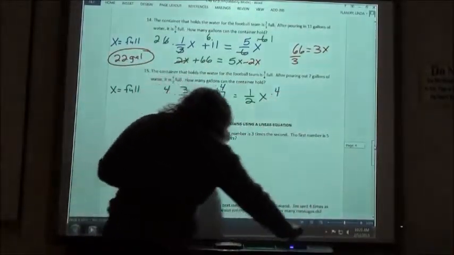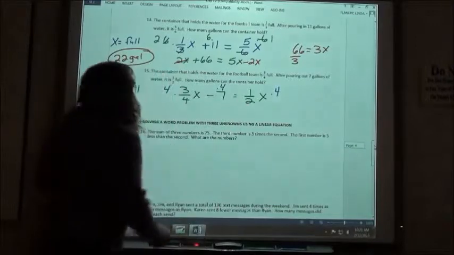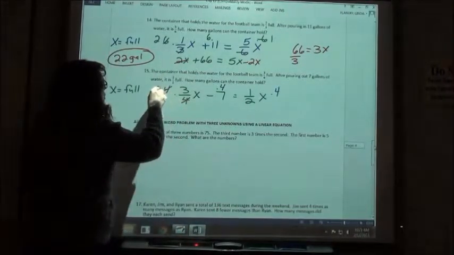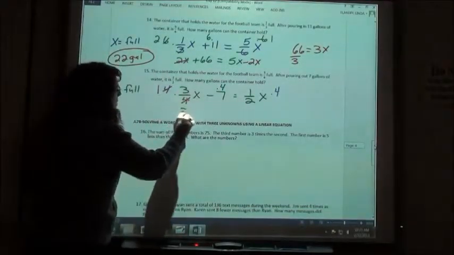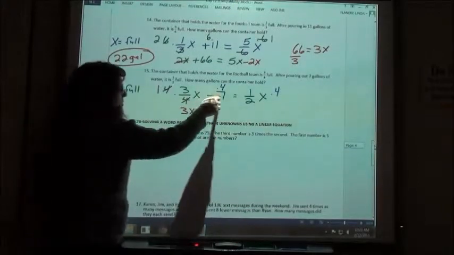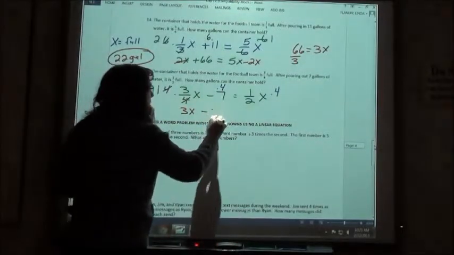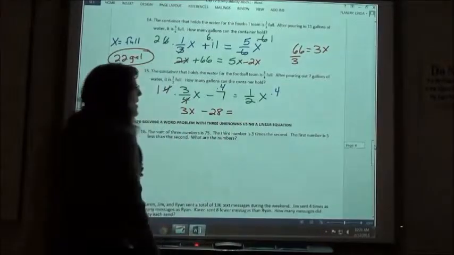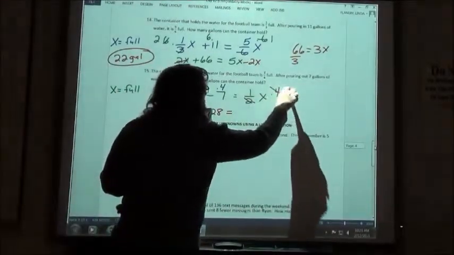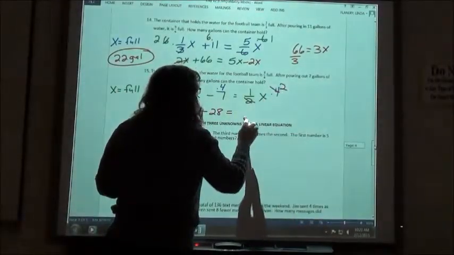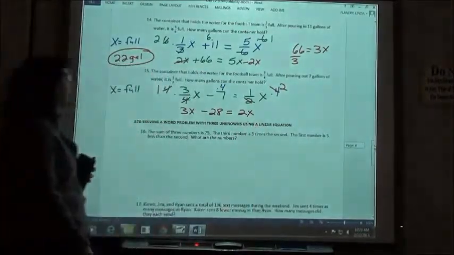And then I can do some canceling. 4 goes into 4 once. 1 times 3x is 3x. Here, 4 times my minus 7, so minus 28, equals 2 goes into 4 2 times, 1x, going to give me 2x.